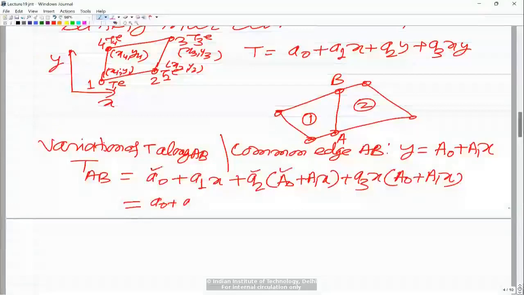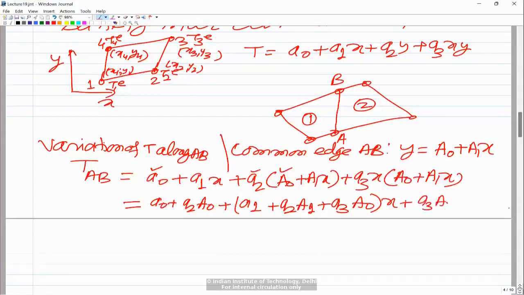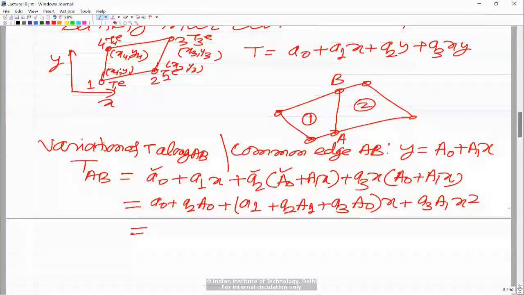That is one equation. Now if you look at the terms linear in x, one term is this a1, and then you have this a2 plus a1, and the other term you have is this a3 into a0. So this whole thing into x, and then we have a quadratic term, which is a3 into a1 into x square. So you can now write this equation as something like b0 plus b1x plus b2x square, so it's a quadratic as you see.